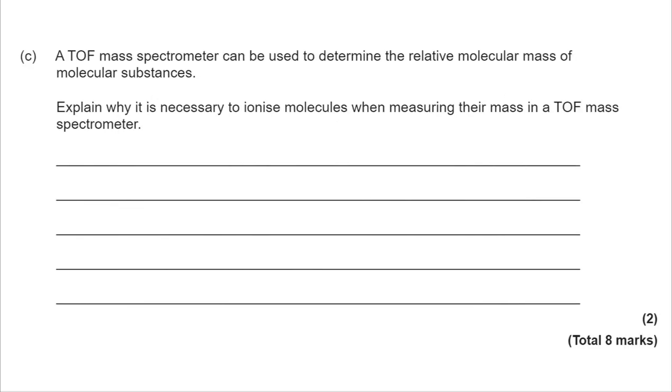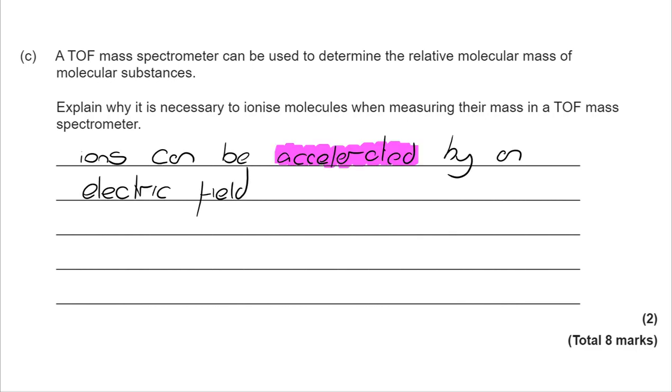Finally, moving on to part C, a time-of-flight mass spectrometer can be used to determine the relative molecular mass of molecular substances. Why do we need to ionize? Well, there are 2 specific parts of this process that absolutely rely on our species being ionized. In the first instance, you need to have ions so that they can be accelerated by an electric field. So we're linking it to the acceleration stage.